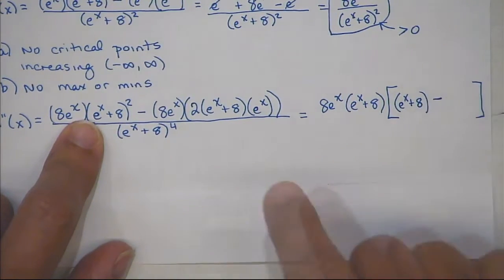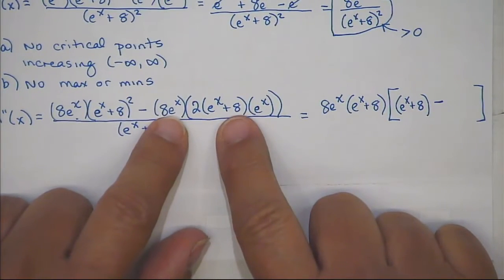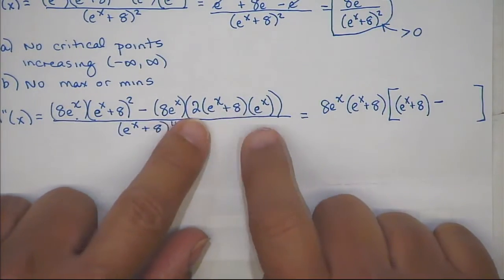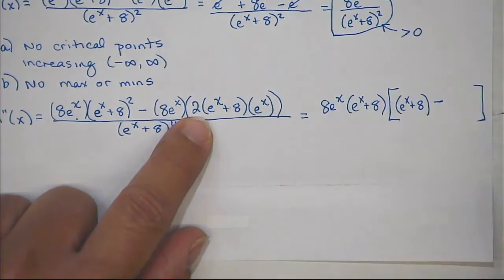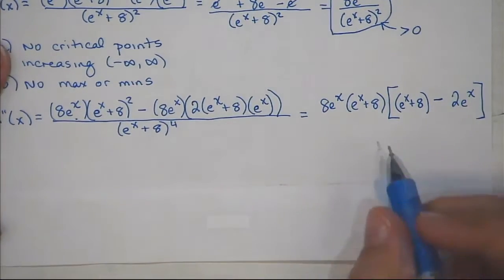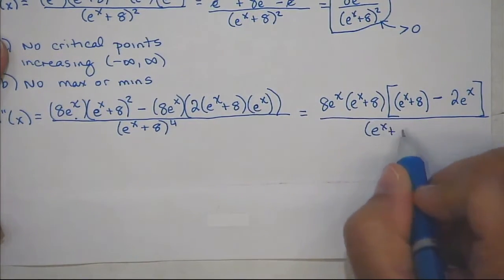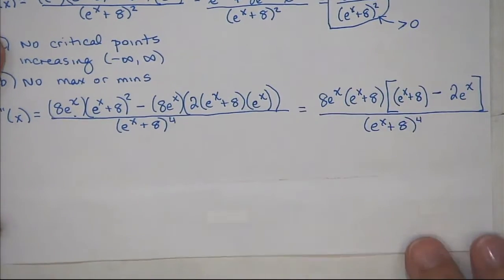Minus 2e to the x. Look over here and tell me what's left. If you take out the 8e to the x and the e to the x plus 8, you're left with that 2 and that e to the x. This makes it a little bit easier because now I can get rid of that e to the x plus 8.